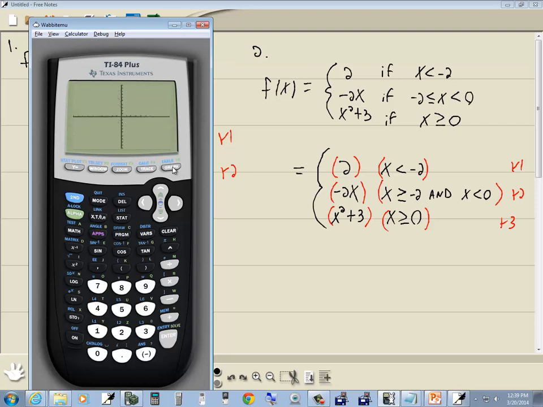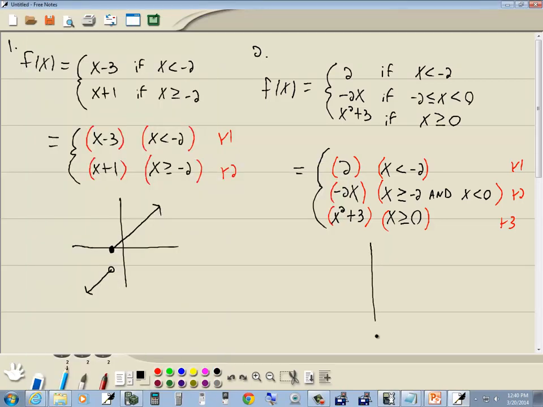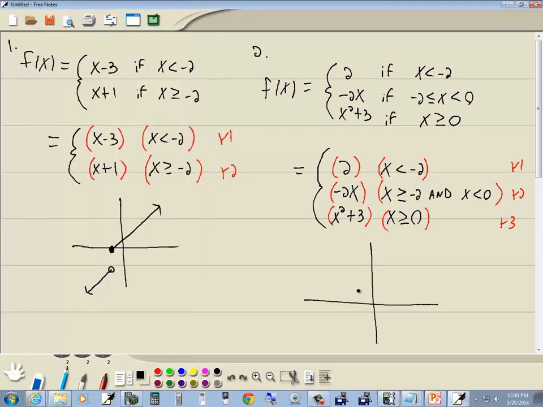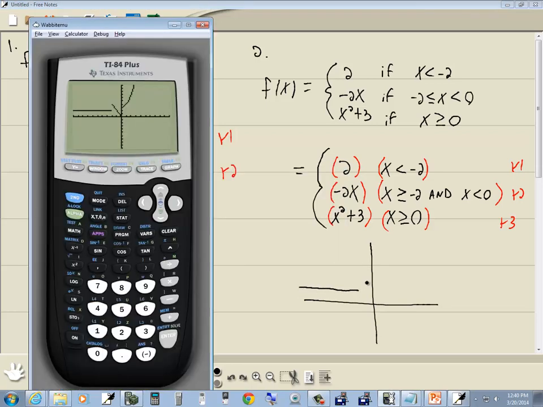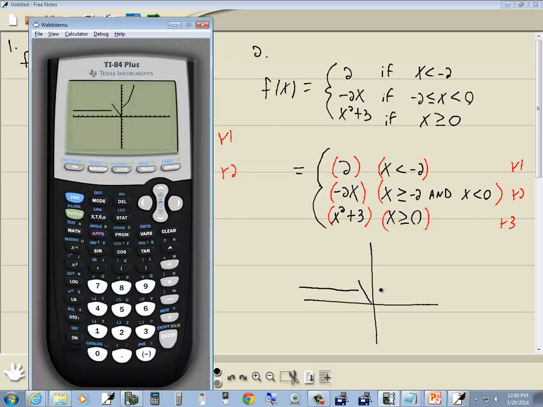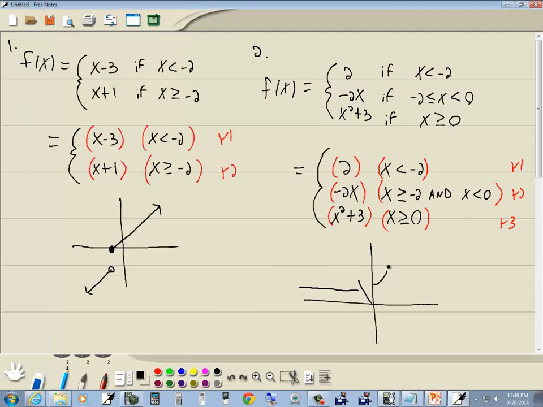If I press graph, then that's what we're going to get. Okay, so let's see. Like that. This is just sketching, so it doesn't have to be perfect. Like that. Okay.